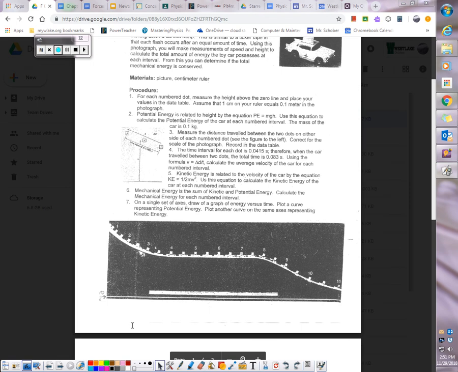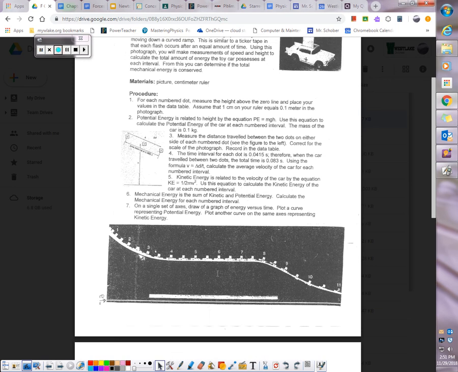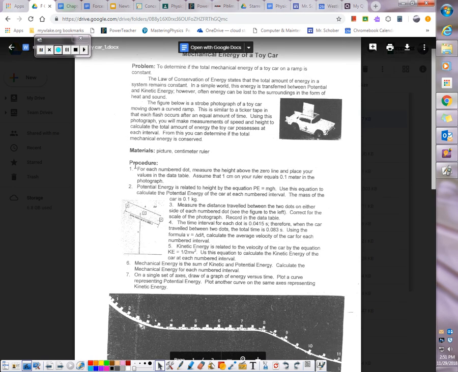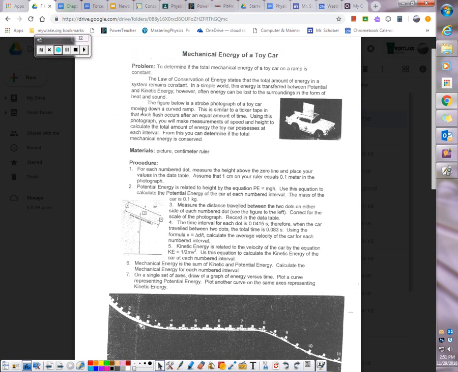If there are any questions, please let your teacher know. I'm sure they will be able to figure that out, but it should be pretty straightforward. All the instructions are there, so if you couldn't follow me as I described it, just read through the procedure and follow along.